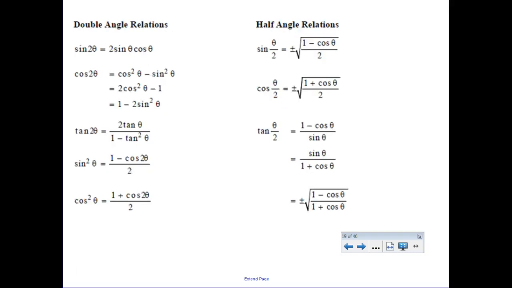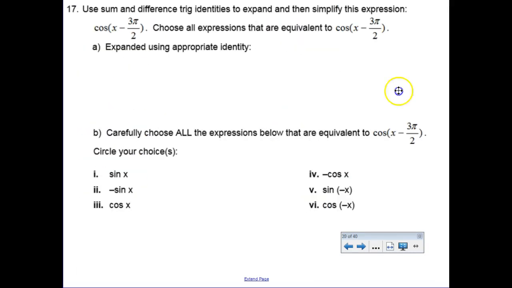Alright, moving along. I'm sure we'll have to come back to that reference sheet in a moment. This is your yellow reference sheet, by the way, but you will get a new reference sheet during your testing. We use the sum and difference identities to expand. Cosine of a difference. So what I'm going to do is first write out the expansion formula with a's and b's. So it's cosine, cosine, plus sine, sine for a and b.